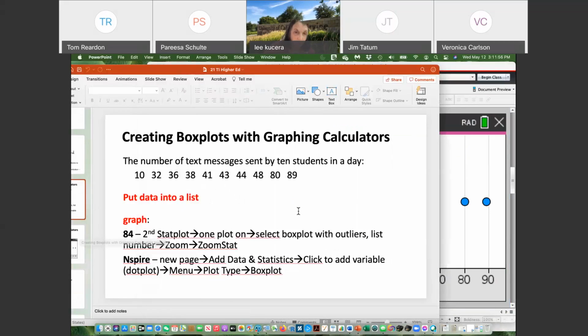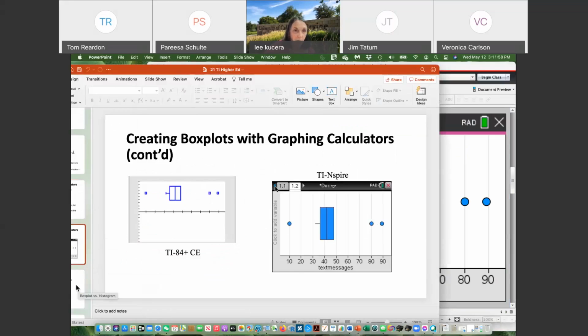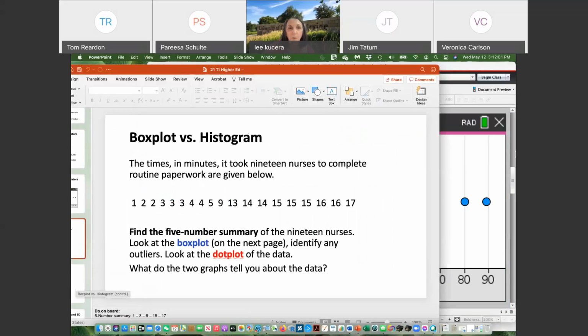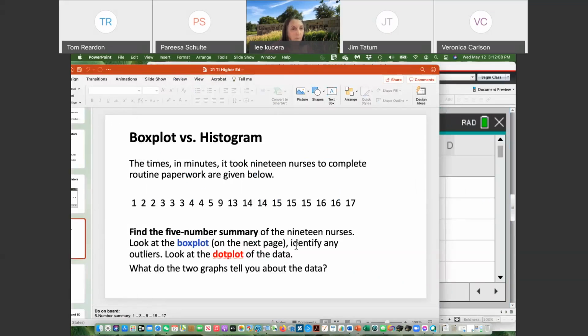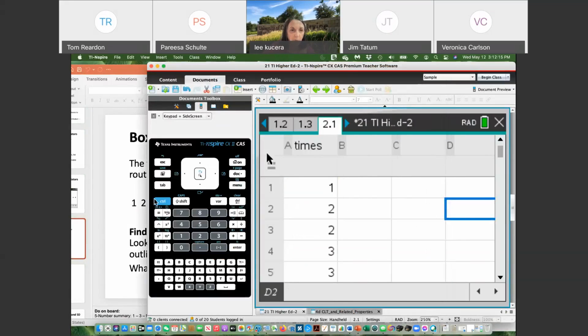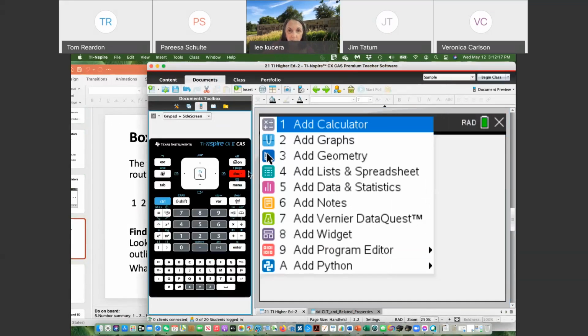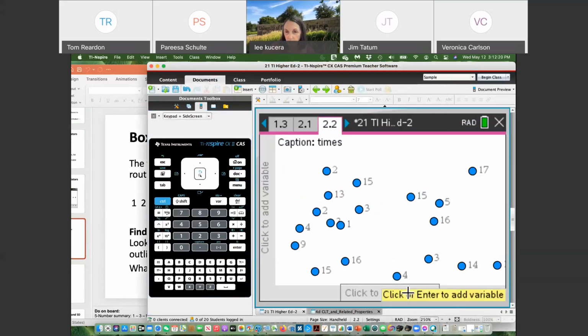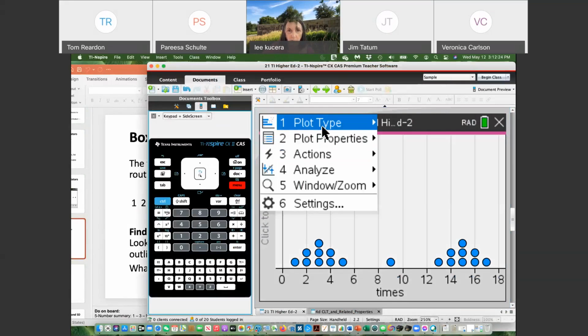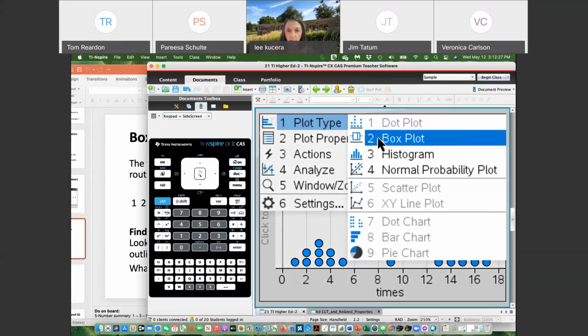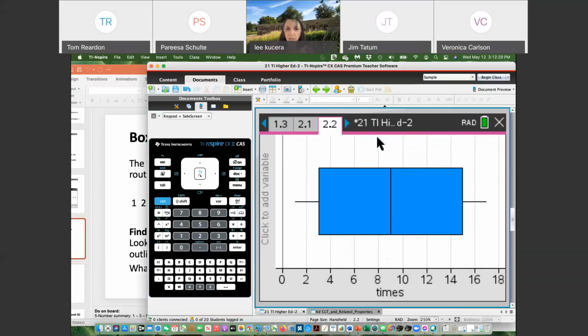Now, and again, I show them that. What's the difference between a box plot and a histogram? So this is graph time in minutes, and I'm going to go to a new set of data over here. I'm going to do a 5-number summary of each of those, and I'm going to look at the box plot on the next page. So I'm going to actually do a box plot for this one. So let's do a box plot. There we go. Give you a little hint there. Box plot doesn't show much of anything.